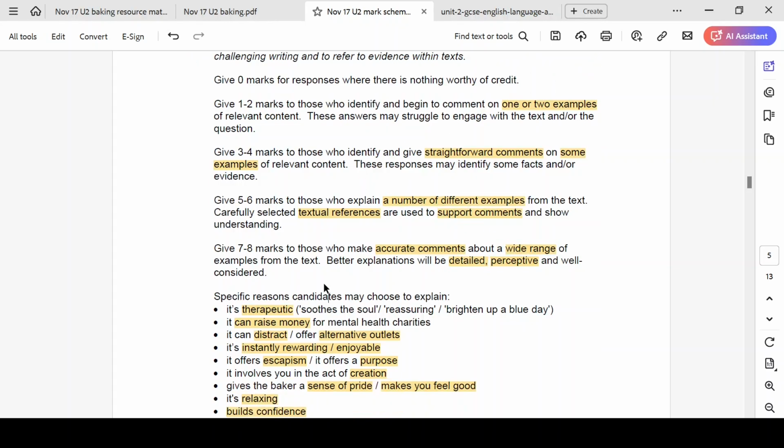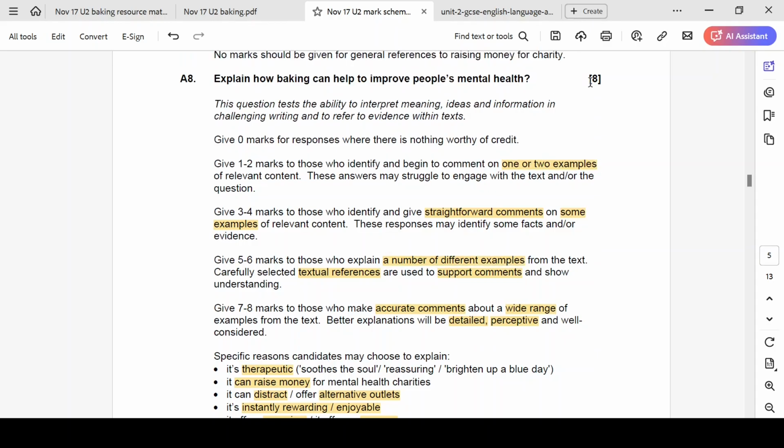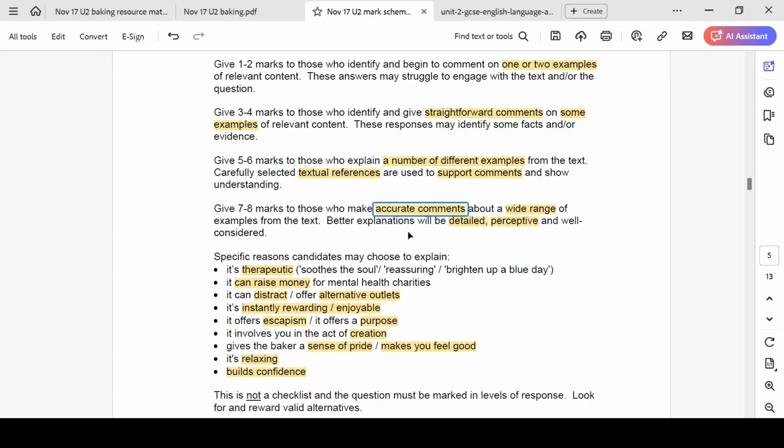So a wide range. This is what they found could be potentially in students' answers. They always write this. It's not a checklist. Reward valid alternatives. So, some students are going to find things the examiners never thought of. You don't have to get all of these to get 8 marks. You just need a decent range. I would say 5 would be a good idea, just above half the number of marks that it's worth. So if it's worth 8, something over half that number, 5 or 6, would be pretty good. Again, it depends on the quality, and they need to be detailed and perceptive. It means that you can't do it very sketchily, and you can't do it with very basic ideas.